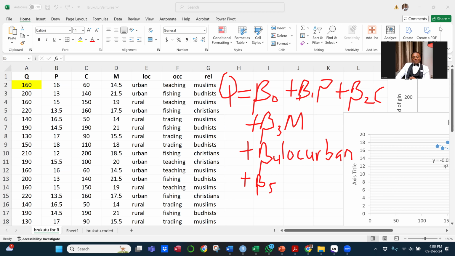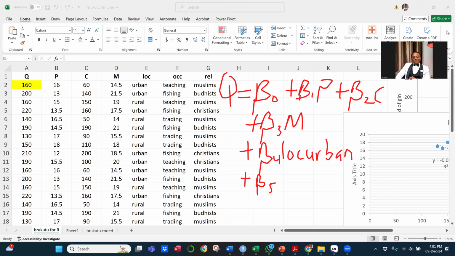So if you write a dummy for 2 levels, like in this case, location, urban and rural, you don't need to do it for rural. Like my good friend said, you talk about the urban relative to the rural. So you don't write loc urban and then loc rural. You just write loc urban, and you will always have rural at the back of your mind each time you mention loc urban.